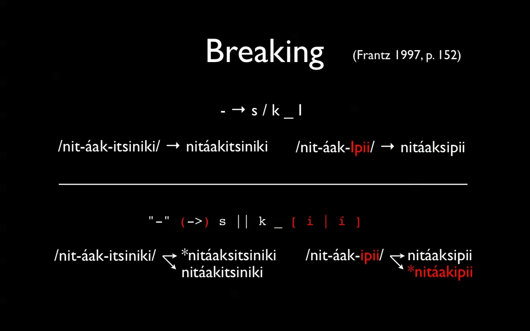My solution is to optionally break the velar stop before high front vowels. The optionality is indicated by the parentheses around the arrow. Obviously, this optionality is undesirable, since it predicts ungrammatical surface forms like nita kipi. The better approach would be to make application of the breaking rule dependent on the lexical contexts that are implicit in the dictionary. But that's tedious work, and I just haven't had time to do it yet.